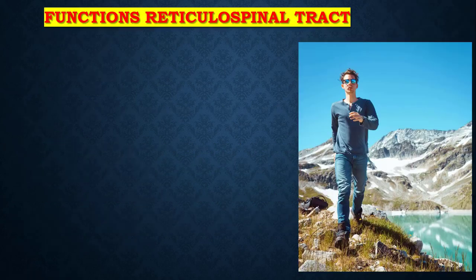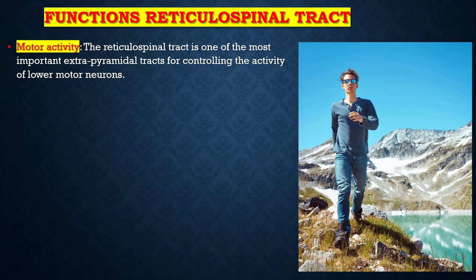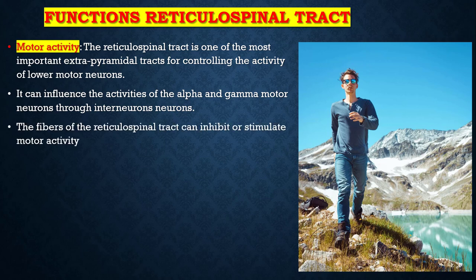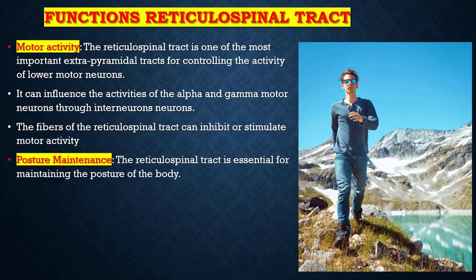Function of reticulospinal tract. Motor activity. The reticulospinal tract is one of the most important extrapyramidal tracts for controlling the activity of lower motor neurons. It can influence the activity of alpha and gamma motor neurons through interneurons. The fibers of the reticulospinal tract can inhibit or stimulate motor activity. Postural maintenance. The reticulospinal tract is essential for maintaining the posture of the body.